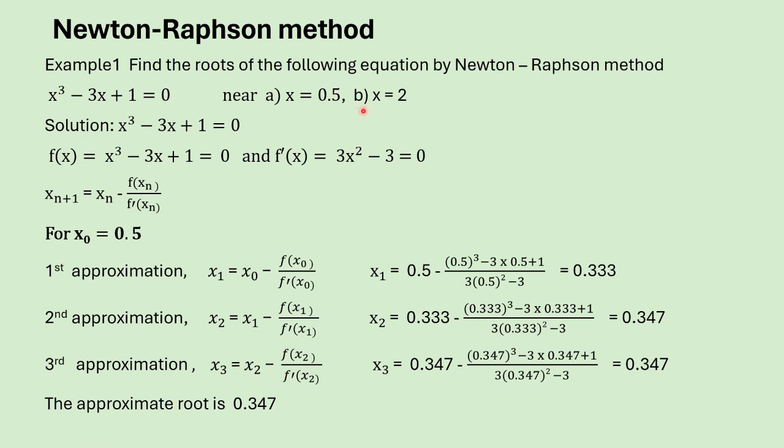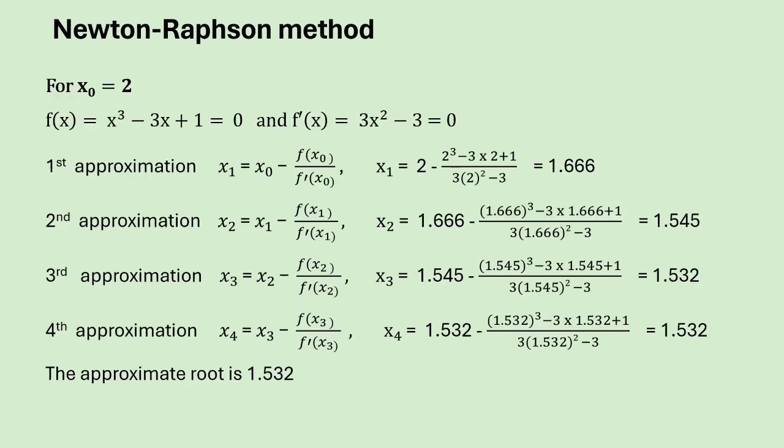Here, for the first approximation, x1 is equal to x0 minus f(x0) by f'(x0). Here, the x0 value is 2, so we are placing the x0 value 2. In f(x), we have to put the x0 value, so x cube minus 3x plus 1, divided by f'(x0). In the f'(x) value, we have to put the value of x0, which is 2, so it comes 3(2 square) minus 3. On simplification, we get 1.66.